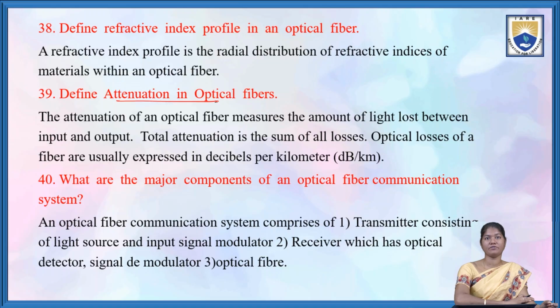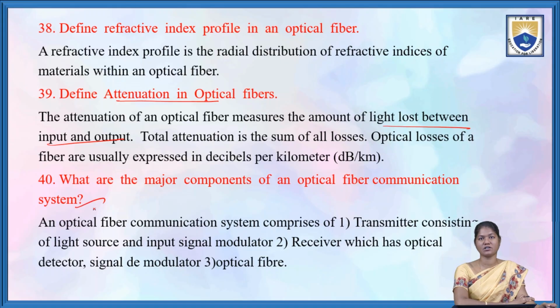Define attenuation in optical fiber. Attenuation of an optical fiber measures the amount of light lost between the input and output. So total attenuation is the sum of all losses. Optical losses of fibers are usually expressed in decibels per kilometer.